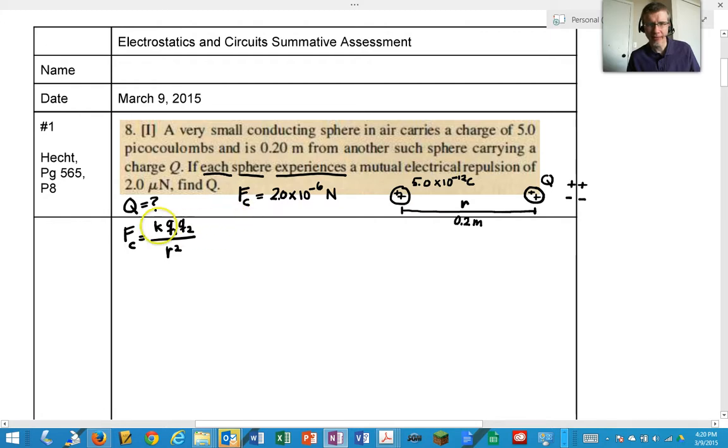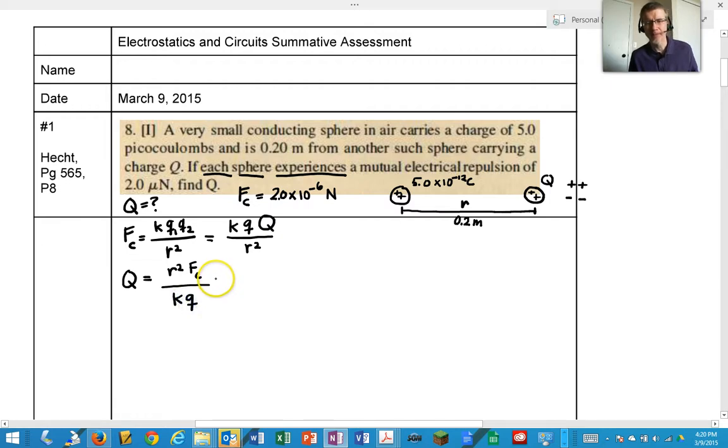But we're given F of C, and we're given K and Q1. We're not given Q2. So let me write this again, how we have it. We have K, we have a little q, we have a big Q, which is a question mark, and we've got the distance squared. So let's rearrange this in terms of Q. I think you can see that Q equals R squared times F of C all over K times little q.